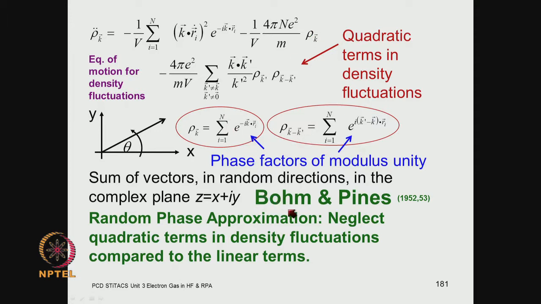And the Bohm-Pines thinking is that the quadratic terms can be ignored in comparison with the linear terms, and this is because of the phases which are random in these two terms. So, this is why this approximation is called the random phase approximation, and the essential point over here is that the quadratic terms are ignored with respect to the linear terms. So, it is the linearization process which is intrinsically fundamental to the random phase approximation.